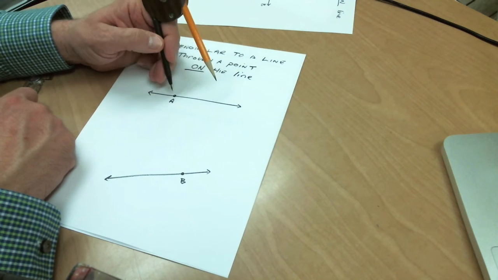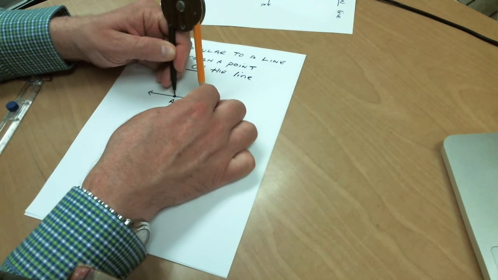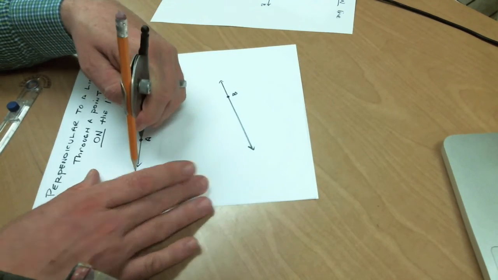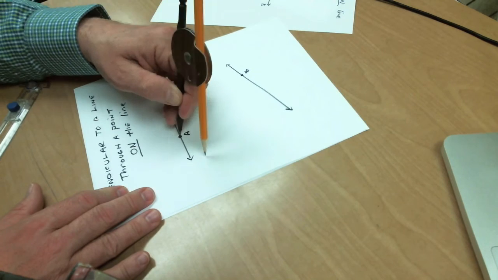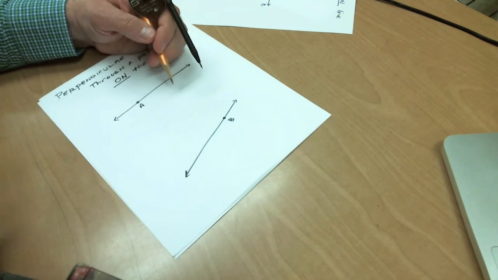So what we're going to do is we're going to take our compass and put it on A and create a segment. Okay, so I'm just going to mark on one side, and then I'm going to come over to the other side, and you can see I've missed my line. I'm too long. So that's no problem. I'm going to take my compass and I'm going to extend my line.